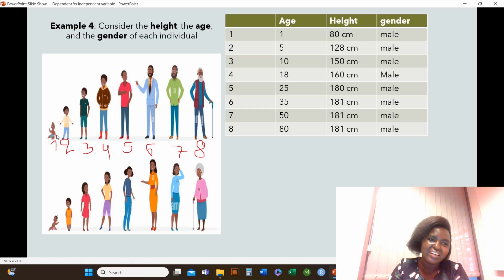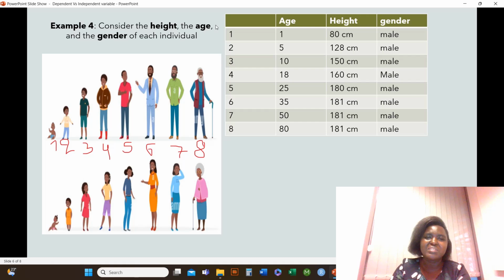Again, if you look at this picture, we have people of different ages: younger ones, teenagers, old people, mature individuals. We have individuals of different ages in both groups.